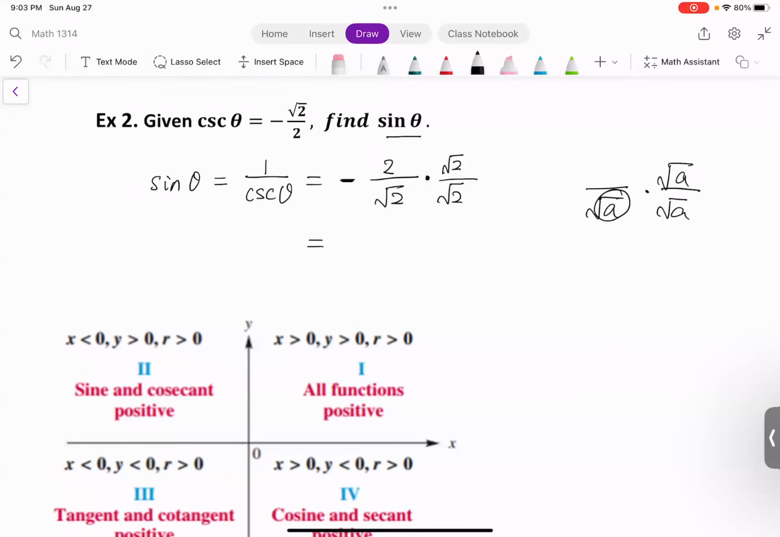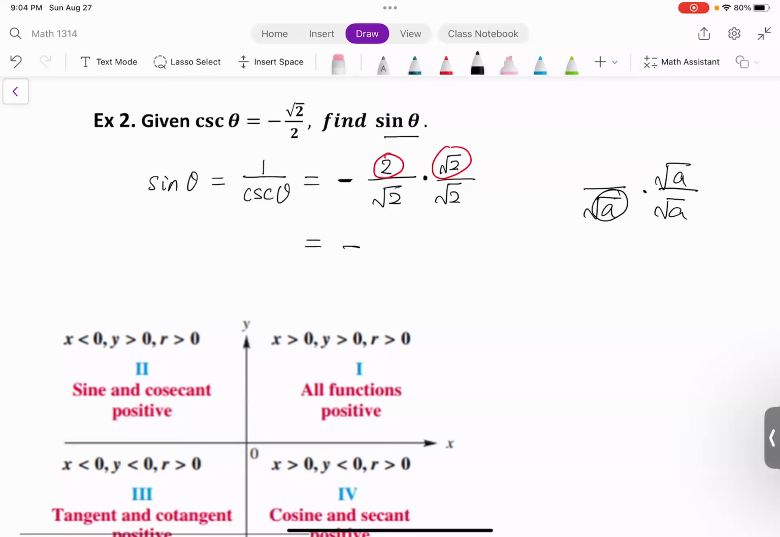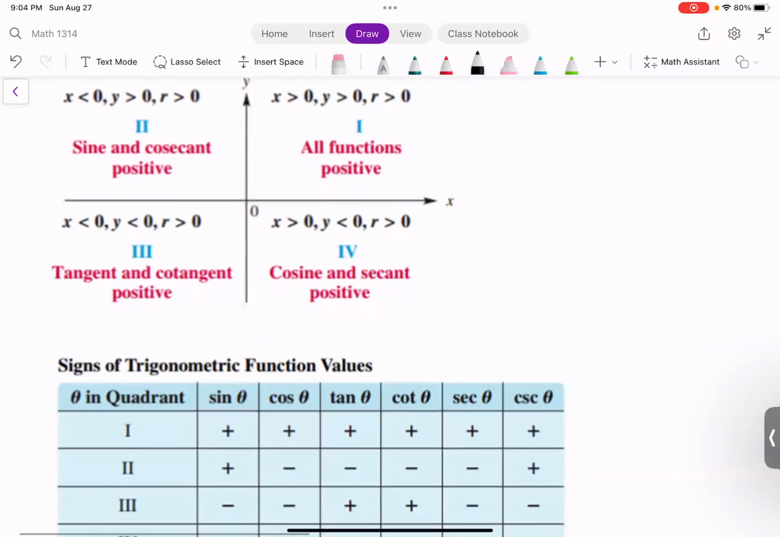What is the next step? Multiply the top by the top, and the bottom by the bottom. We have 2 square root of 2. The bottom is square root of 2 times square root of 2, which is square root of 2 squared. The square root and the square cancel, so we have 2 square root of 2 over 2. The 2s cancel, and we're left with negative square root of 2. So this is the solution. All right, let's see the next part.